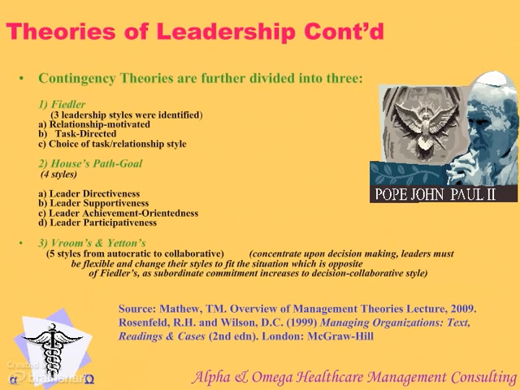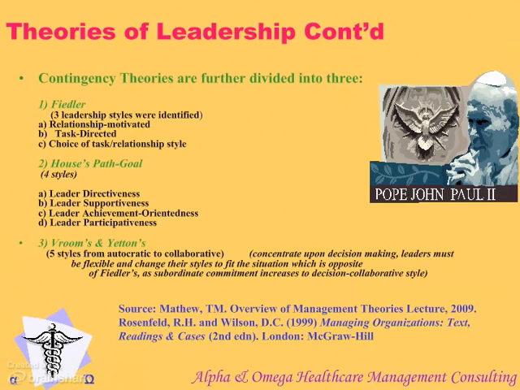Contingency theories are divided into three groups. The first one is Fiedler's contingency theory. Three styles of leadership were identified. A, relationship-motivated, human relations leadership style. B, task-directed, hard-nosed leadership style. C, choice of task or relationship style. There is no one best style, and neither task-directed nor relationship-motivated styles were better than one another.